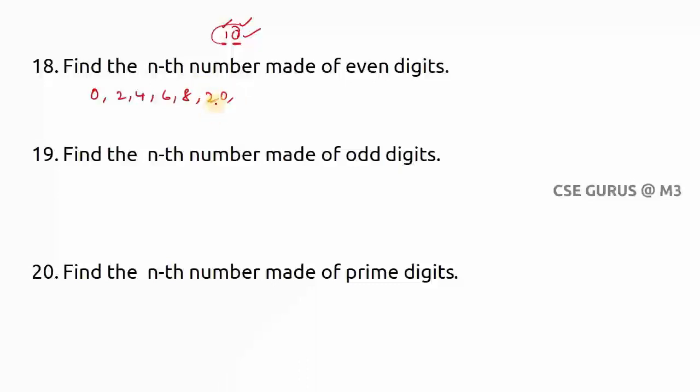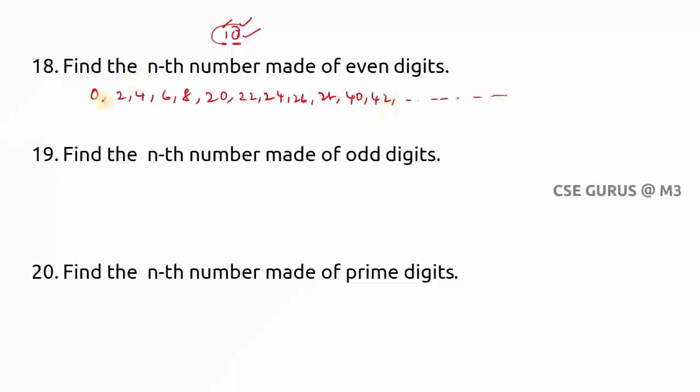10 is not, 12 no, 14, 16, 18 are also not. But 20, you can say 2 and 0 both are even. Next is 22, 24, 26, 28. Next, is it 30? No. Why? Because 3 is an odd digit. So the next number is 40, 42, like this.